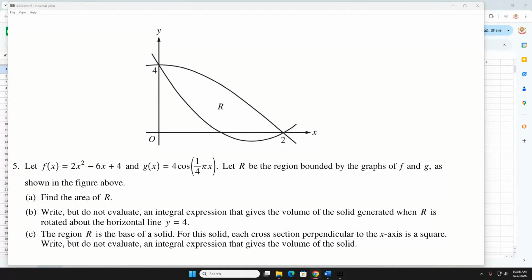This one we have two functions, and this is non-calculator because this is number 5. So f of x is going to be this quadratic function, and g of x is going to be a cosine function. And R is the region bounded between them, and you're told, which is nice, where they intersect. And so first we're going to find the area of R.